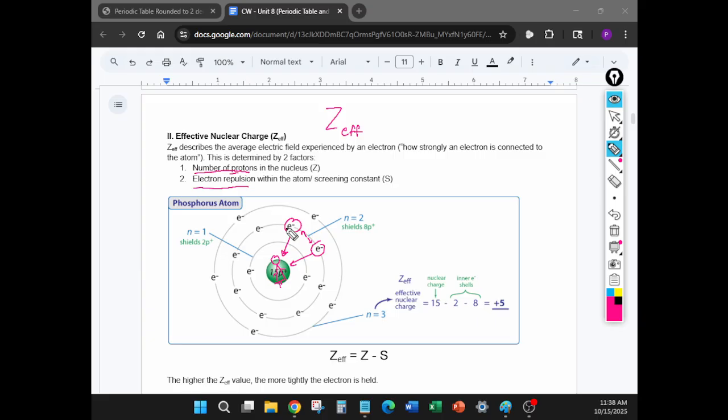Okay? Now, calculating the effective nuclear charge is very easy. It's going to be the number of protons minus the number of inner electrons. Okay, so this is the formula. It's the number of protons minus the number of inner electrons. I'll talk about why it's inner, not total number.